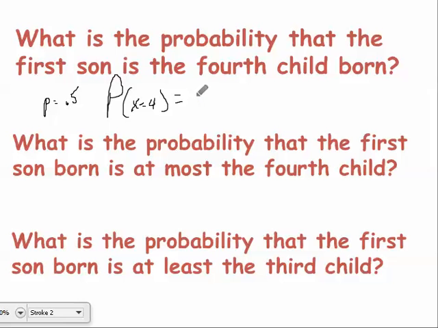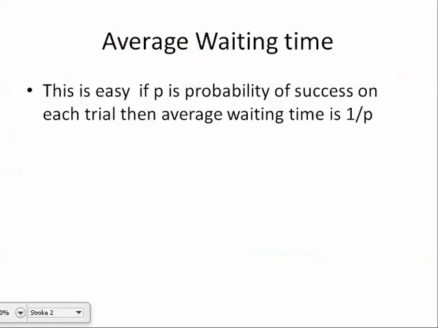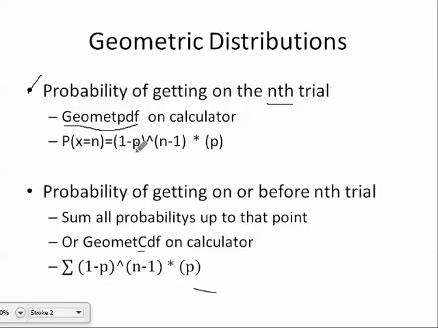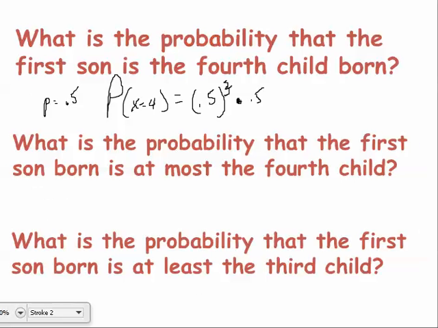So we're going to take 0.5 raised to the third power, times 0.5, right? That's the formula that we can use. Backing up here and showing it to you, right here: 1 minus P raised to the n minus 1 power times P. That's what we would use right there, okay?